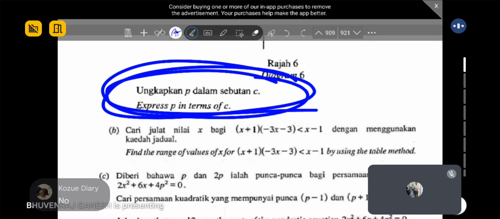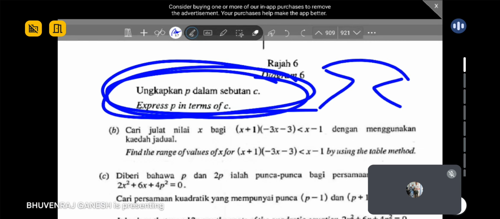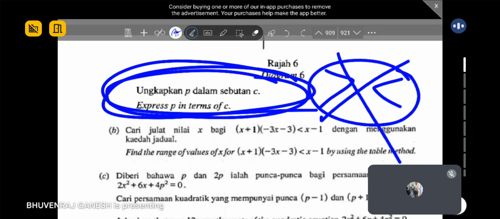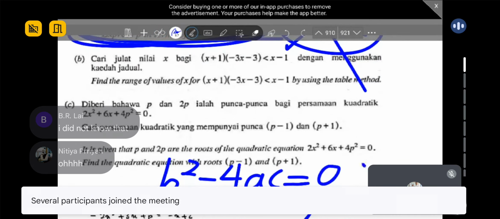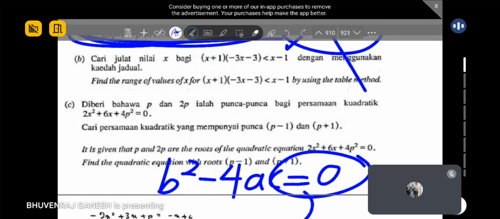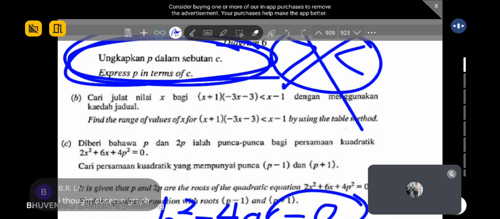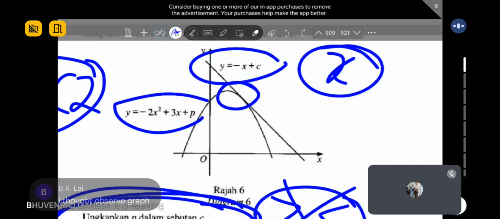When they never say range, means definitely you don't have this sign. Am I right? Bila mereka tak ada sebut perkataan julat, kamu pasti tak ada simbol ketaksamaan. You don't have the inequality sign because they never say range. So that's why it's equal to zero. Do you understand? That's why you can get an equation. Kamu akan dapat persamaan.